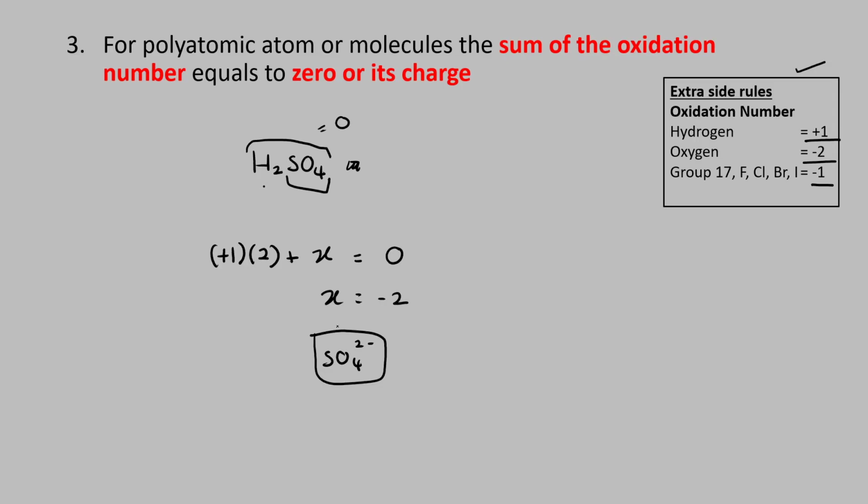Okay, boleh tak kalau you guys buat Al2O3. Okay, cuba cari oxidation number of the aluminium. What's the oxidation number of aluminium? Of aluminium. Okay. 3. Yes, dulu sekolah rendah you guys ada belajar kan?